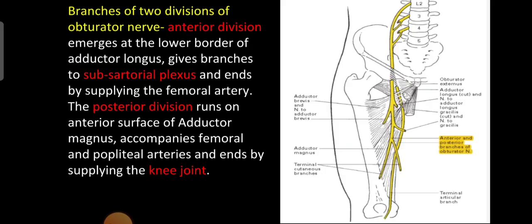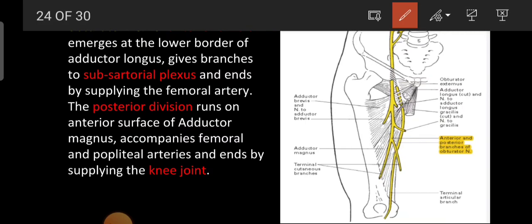Then we have two divisions of the obturator nerve, that is anterior and the posterior division. In this we can see the origin of the obturator nerve. Then this obturator nerve traverses through the pelvis and comes out through the obturator foramen and enters into the medial compartment of the thigh. In the thigh, it divides into two divisions, anterior and posterior. The anterior division gives branches to the subsartorial plexus and the posterior division supplies the knee joint.